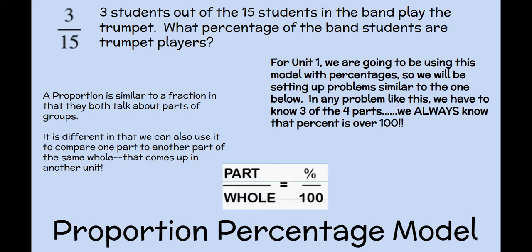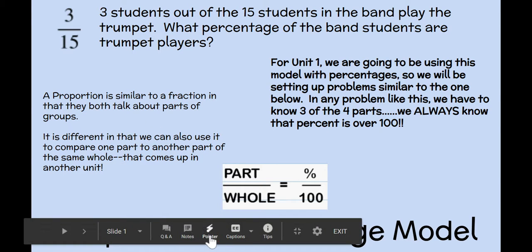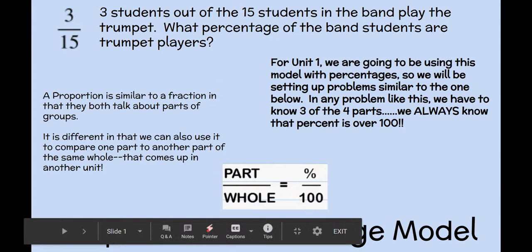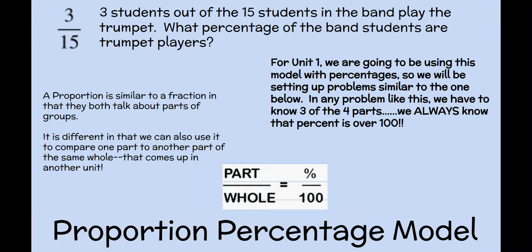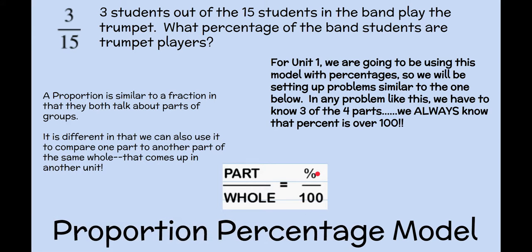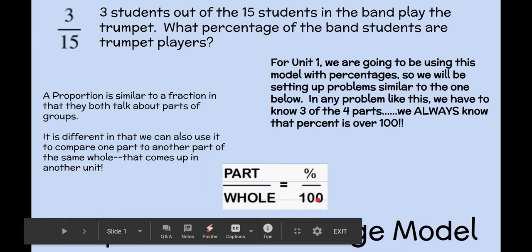So if you look right here, I've got 3 over 15. That 3 over 15 represents the 3 students out of the 15 total that play the trumpet. So we set it up like a fraction. We need to know the part out of the whole. On the other side of our percent proportion model, we'll have the percent, which is our variable in this case, and 100, because we always know that percent is out of 100.